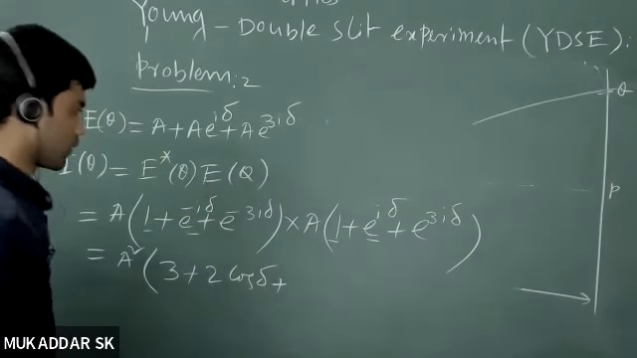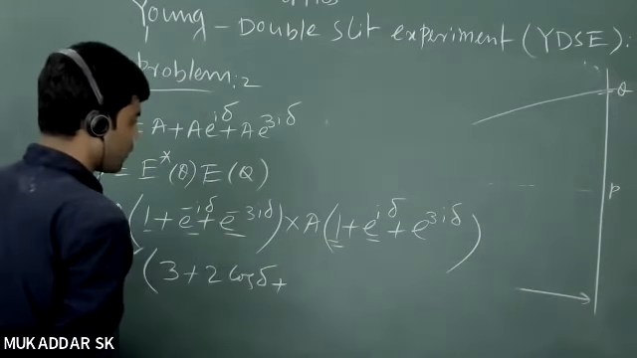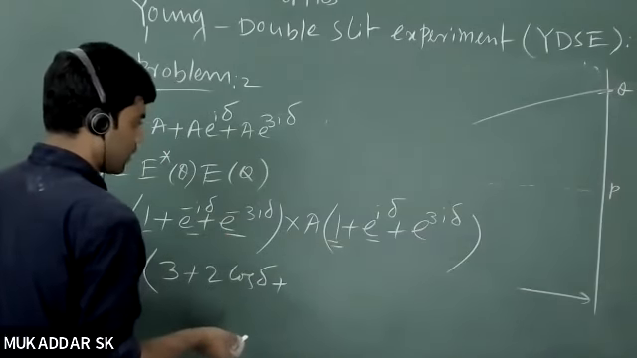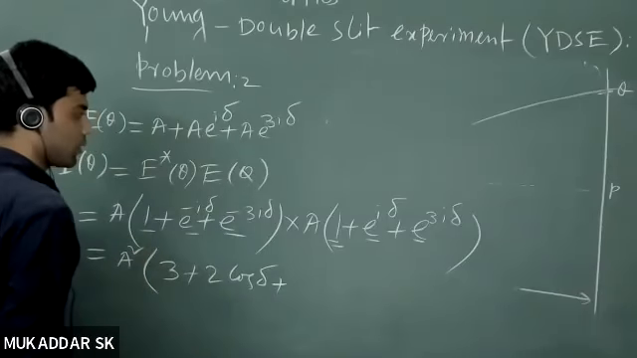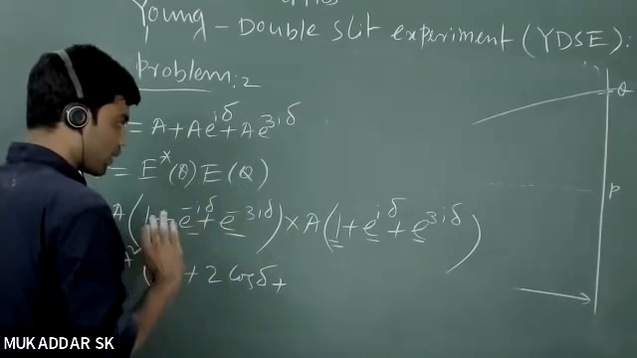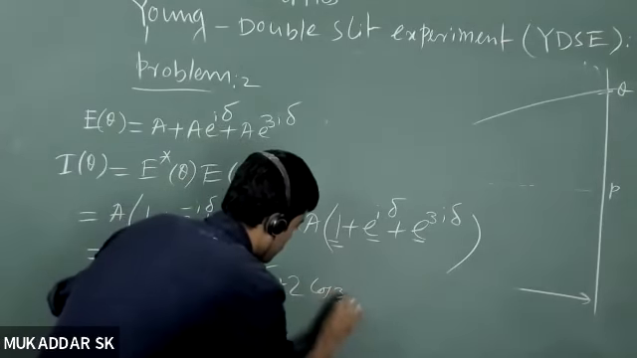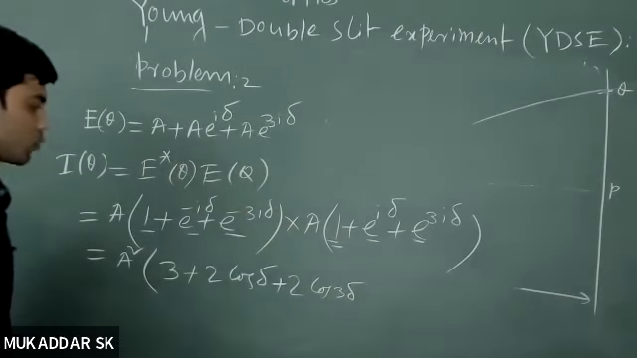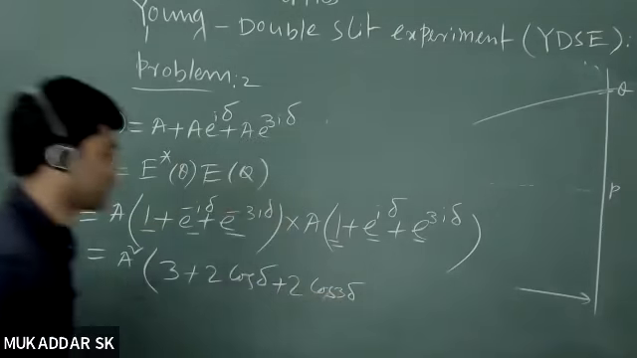ओके. सिमिलरली जब इस टर्म के साथ इसका मल्टीप्लाई करोगे क्या मिलेगा आपको? Exponential minus 3i delta मिलेगा. जब इसके साथ इसका मल्टीप्लाई करोगे क्या मिलेगा आपको? Exponential plus 3i delta मिलेगा. अगर दोनों को कंबाइन करोगे फिर क्या मिलेगा आपको? Twice cos of 3 delta मिलेगा. ठीक है.